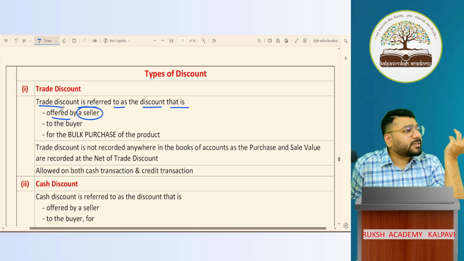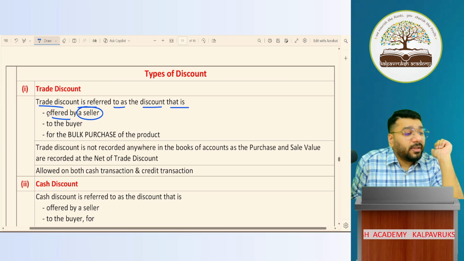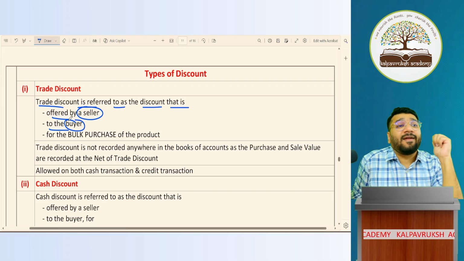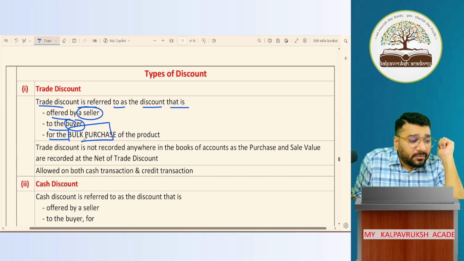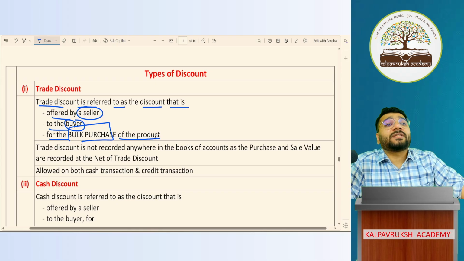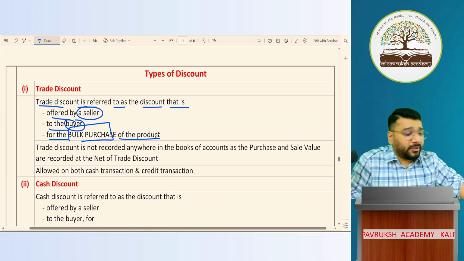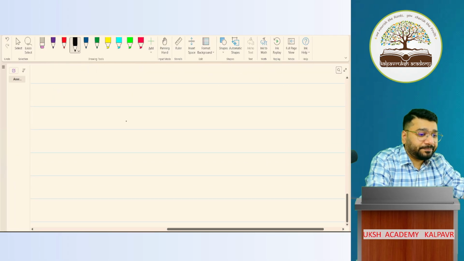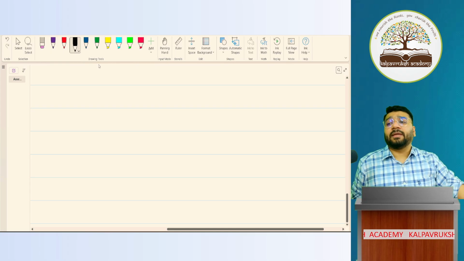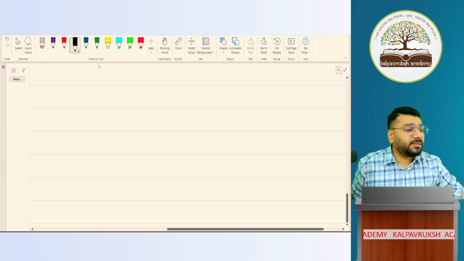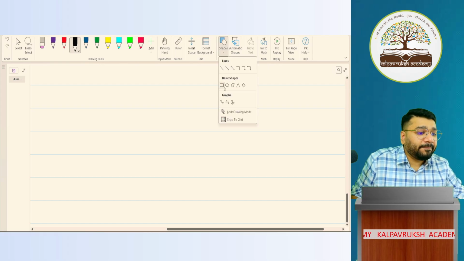Discount, who will offer, boss? Seller will offer. To whom? Customer. Buyer means customer. When? For the bulk purchase of the product. Got it, not got it? Okay. Let me give you one example. Okay, tell me something. Generally, who will do the bulk purchases? Generally.